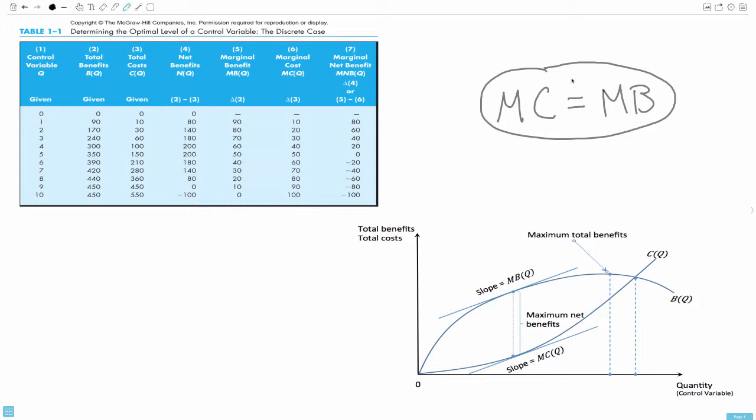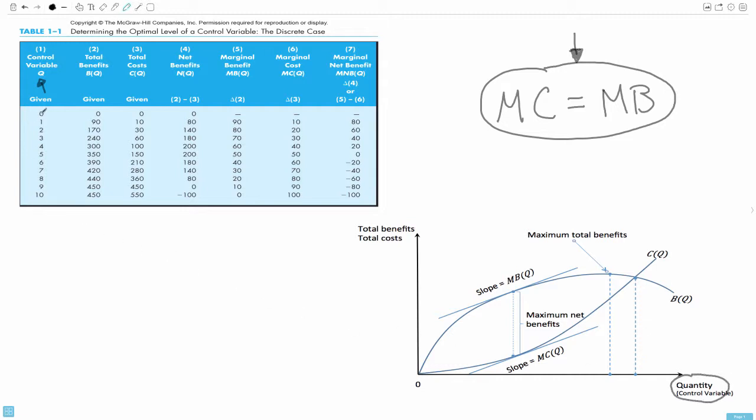So in your book you have table 1-1 and also this very busy chart that are very closely related to each other. I am going to use these tools to explain the golden rule: marginal benefits equals marginal cost. All right? Essentially what you have here is the control variable. Typically we think of Q as production. This Q is the same Q that you have right here.